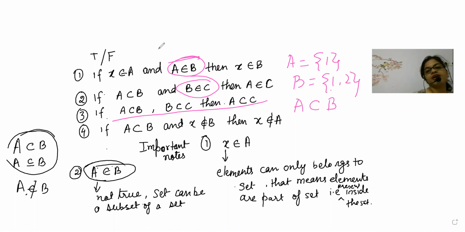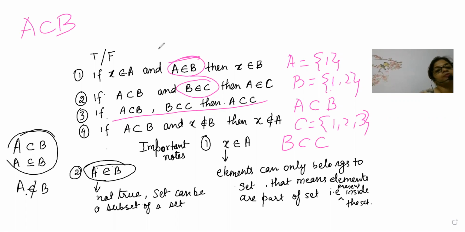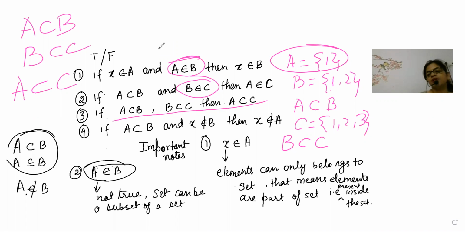Now C is another set, and C is containing 1, 2, 3. That means, beta, B can also be a proper subset of C, because B is having 1, 2 and C is having 1, 2, 3. If A can be a proper subset of B, and B can be a proper subset of C, then ultimately A, the smallest set, will definitely be a proper subset of C. I hope my children understood. So the third statement is absolutely correct, beta.